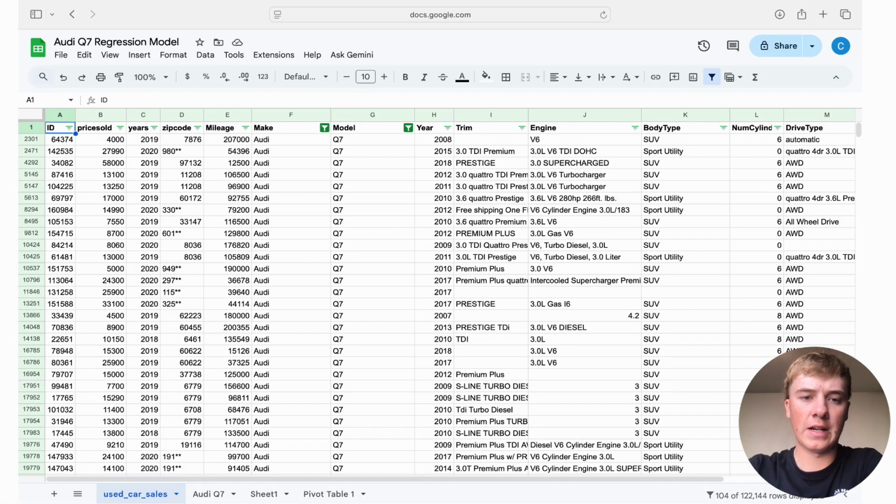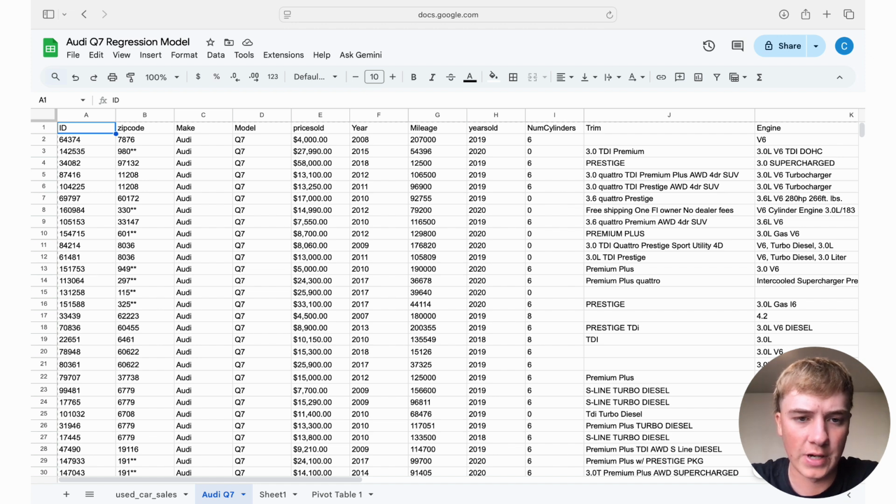From the initial data piece given to us, I used the filter method to filter my make and model to the Audi Q7. From there I copied all this data onto a separate spreadsheet so I could navigate it easier to do my regression model.